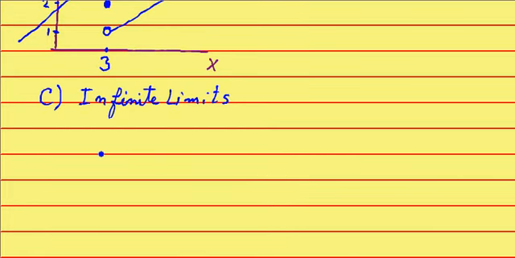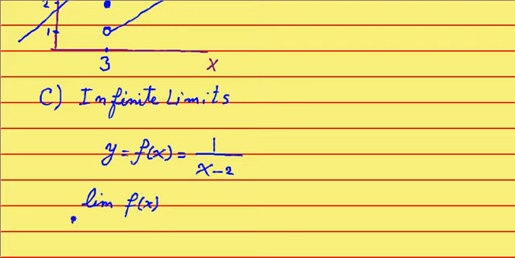Let me ask you the following question. Suppose I have y is equal to f of x, just the name of my function, and that happens to be, let's say, 1 over x minus 2. I ask you the question, find the limit of f of x as x comes close to 2 from, say, the right hand side. What is this?